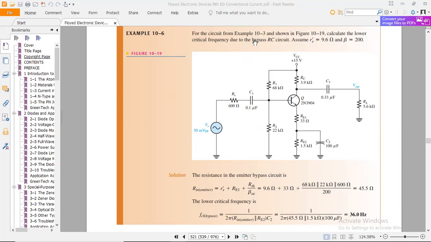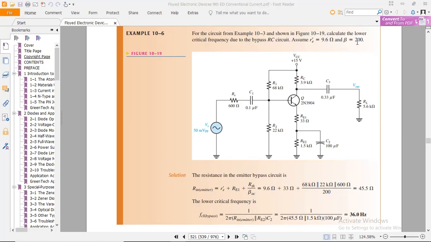For the circuit given below, example 10-3, this is your assignment ECD 2, question number 3. As shown in this figure, calculate the lower critical frequency due to the bypass RC circuit. Assume RE dash equal to 9.6 ohm. This is the internal BJT junction resistance which appears at this level.